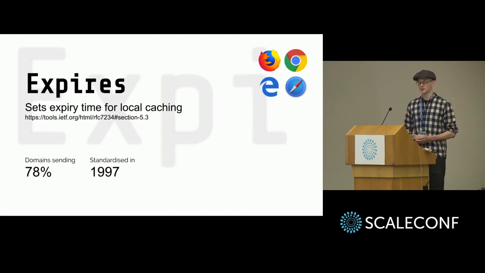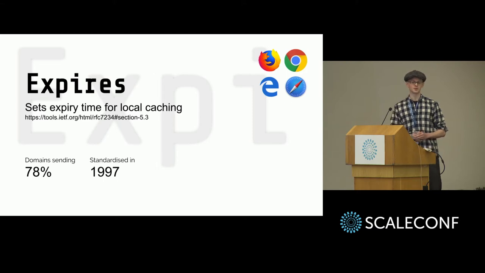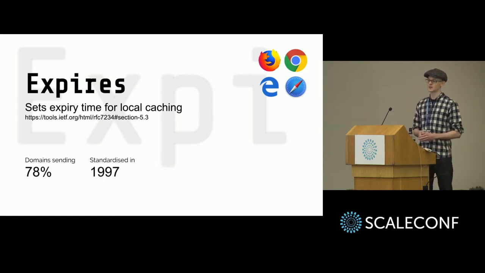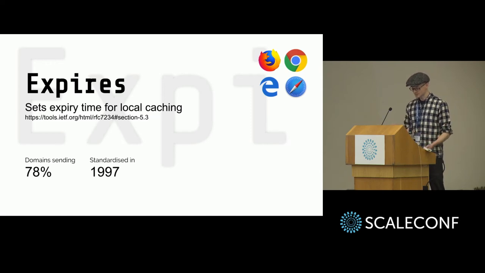Now, we're probably all familiar with a header called expires. This was standardized as part of HTTP 1.1 back in 1997, and it's submitted by 78% of the domains in the archive. So this is an incredibly popular header. Why am I concerned about this? It's supported by all browsers. Seems like a fairly straightforward header that does useful stuff.